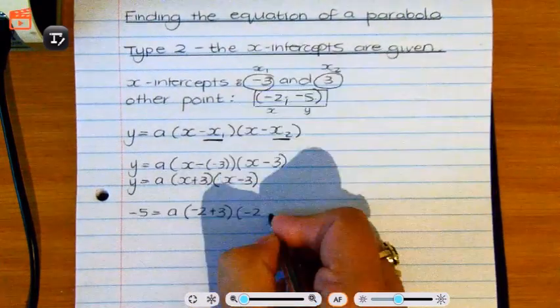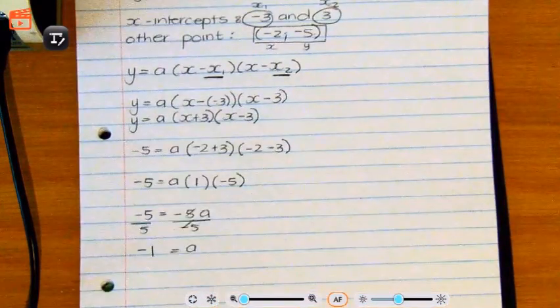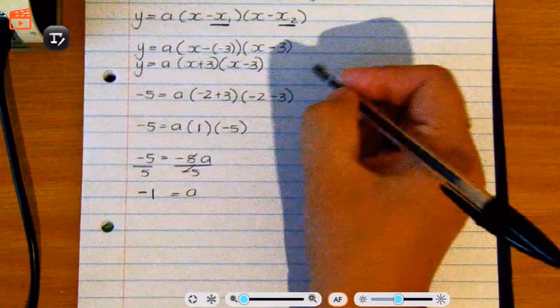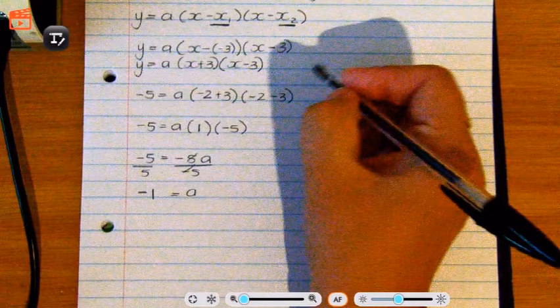Okay, the second type is where the x-intercepts are given. This is a little bit more complicated, but as long as you learn your steps, you will be fine. So the graph has told us that the x-intercepts are -3 and +3, and they've also told you that there is another point, which is (-2, -5).